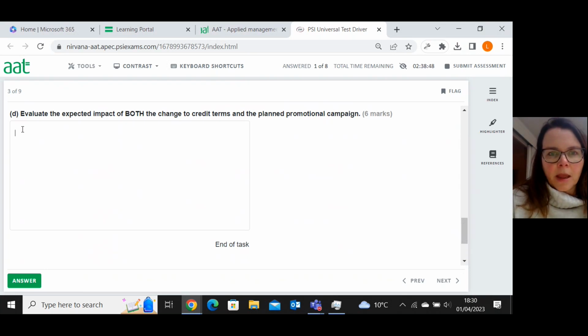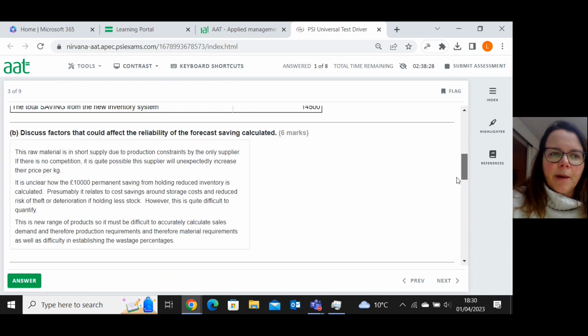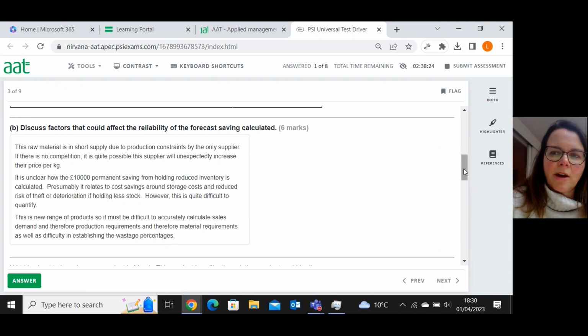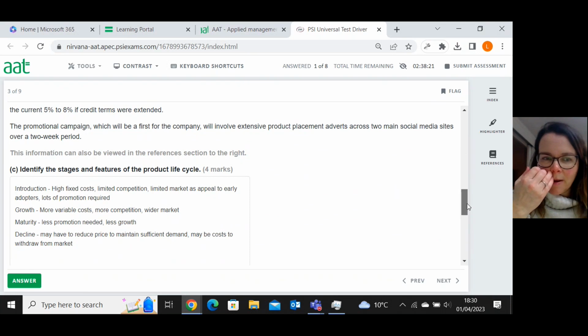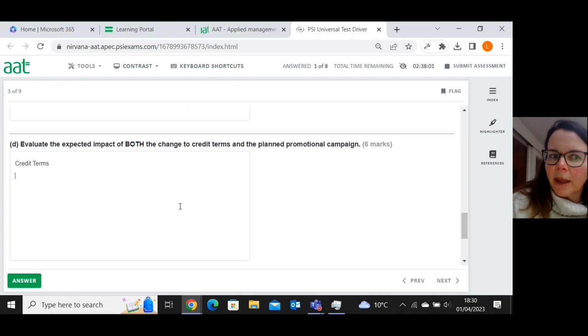So how would I approach this? I would have a heading for credit terms, and then I would say what's good and bad about what they are proposing. So this bit is very much applied. Incidentally, you've got 6 marks here that's applied. Part B was 6 marks applied, so that's 12 marks applied about what's good and bad about a budget basically, or a plan, and then 4 marks not applied, just knowledge of your theory. If we compare that to the first AAT sample assessment, we had 12 marks applied and 4 marks just churning out theory. So you can see the pattern, all right?